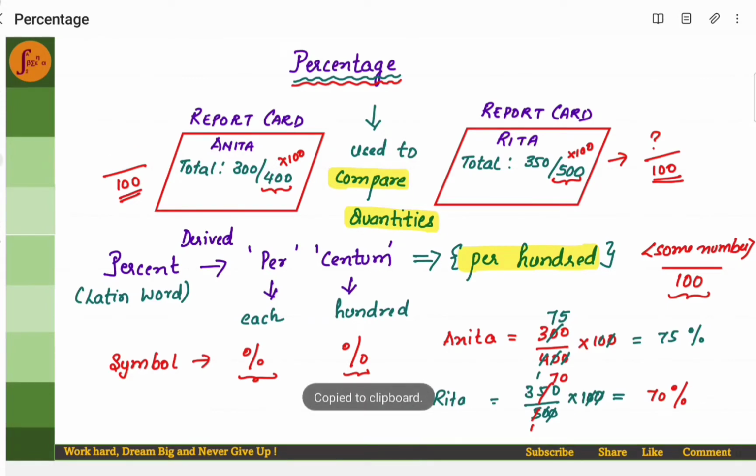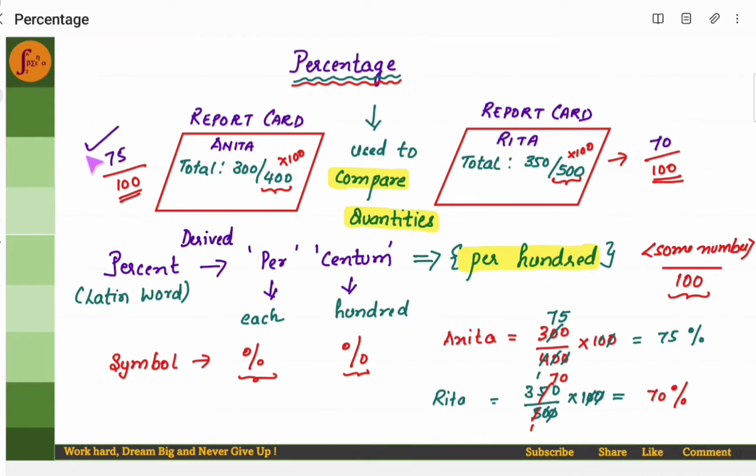So what is the number that we got for Anita? For Anita, we got 75%, that is 75 by 100. For Rita, we got 70%, that is 70 by 100. Now it's easy, right? We can say who has scored better. Anita has scored better. 75 is greater than 70. So obviously, Anita has scored better.